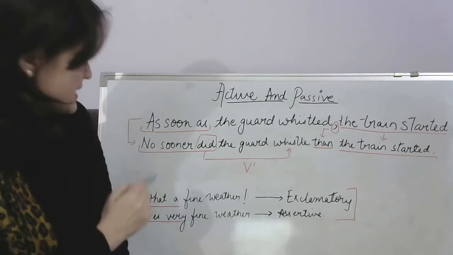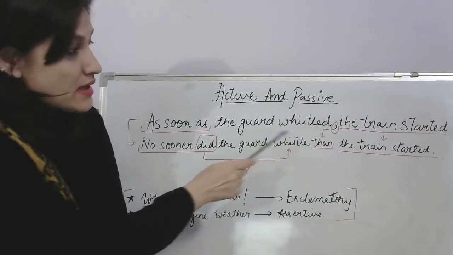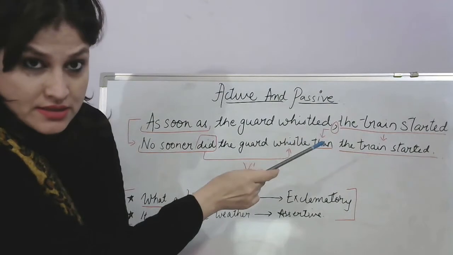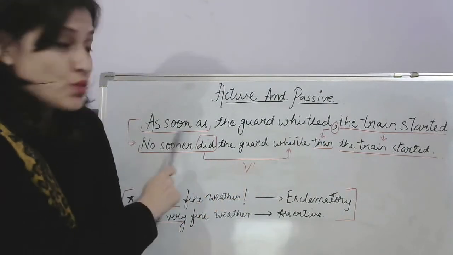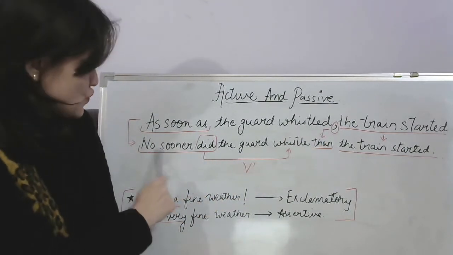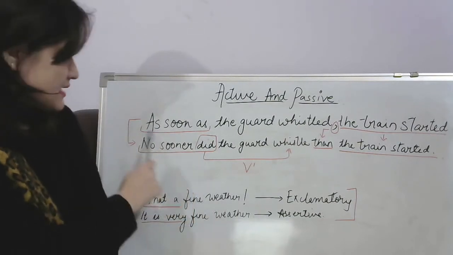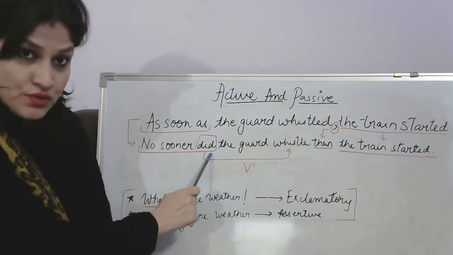Okay, now see the sentence here. As soon as the guard whistled, the train started. So, "as soon as" will be changed to "no sooner did." Remember that. See, I've underlined it here. This will change to this.